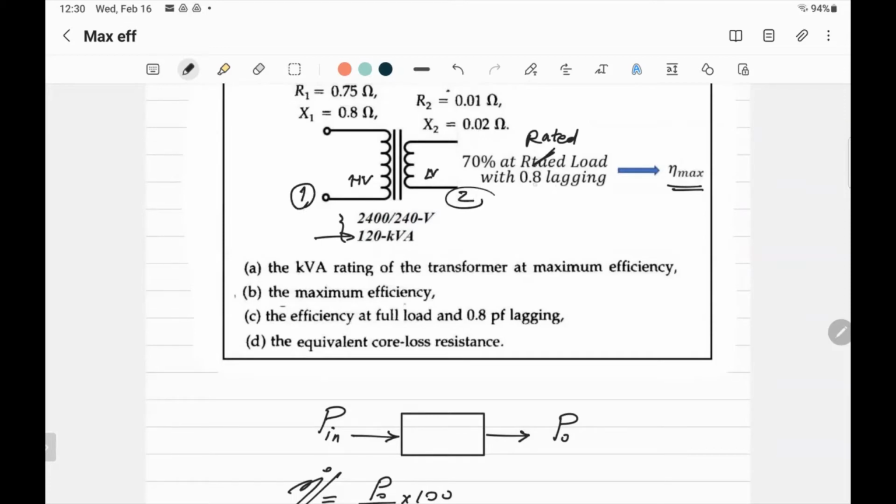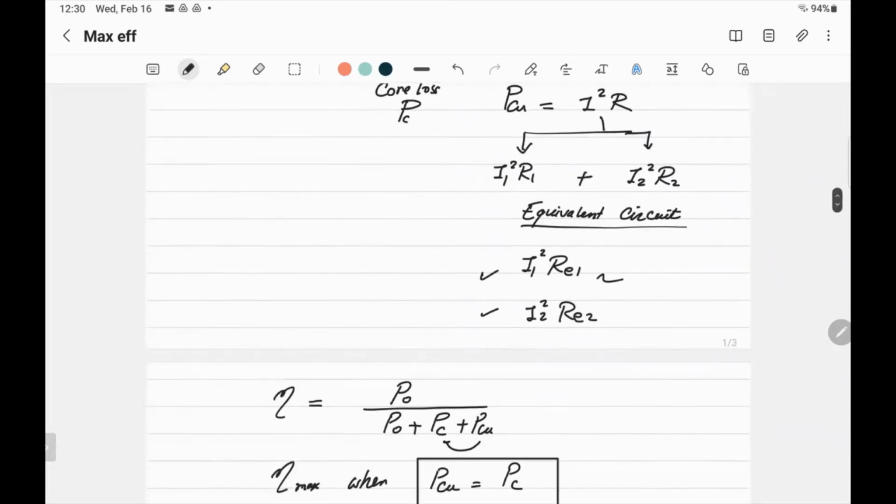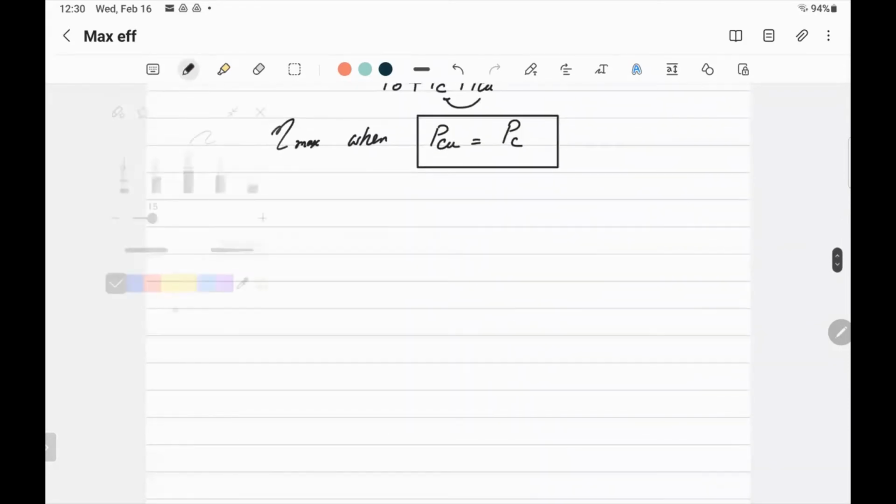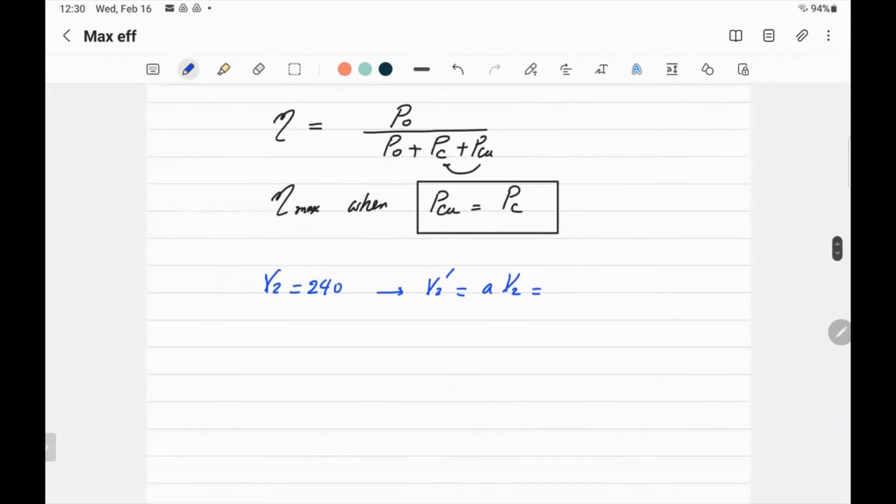So the rated load will be at 240 volts on the secondary. At rated load, they are using the rated voltage, V2 is equal to 240. If you are going to refer to the primary, V2 dash is equal to A V2. So we need to find the turns ratio. How do you find the turns ratio?